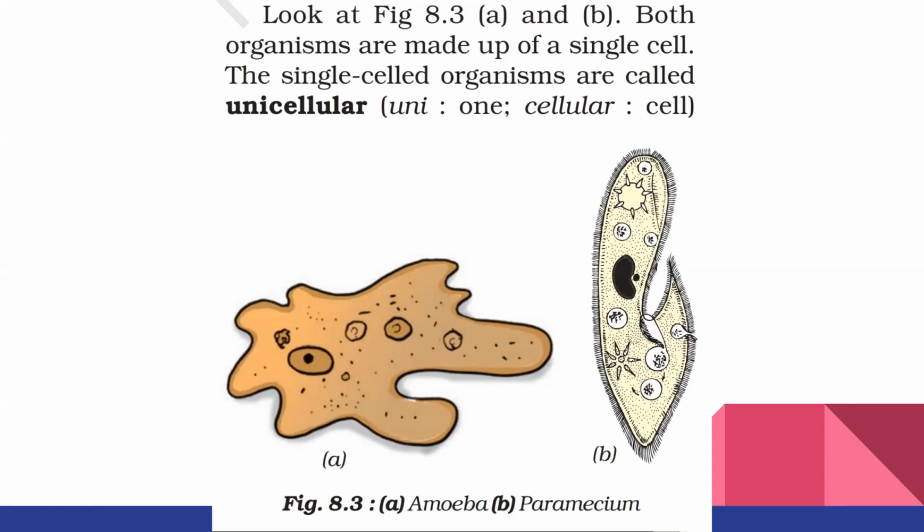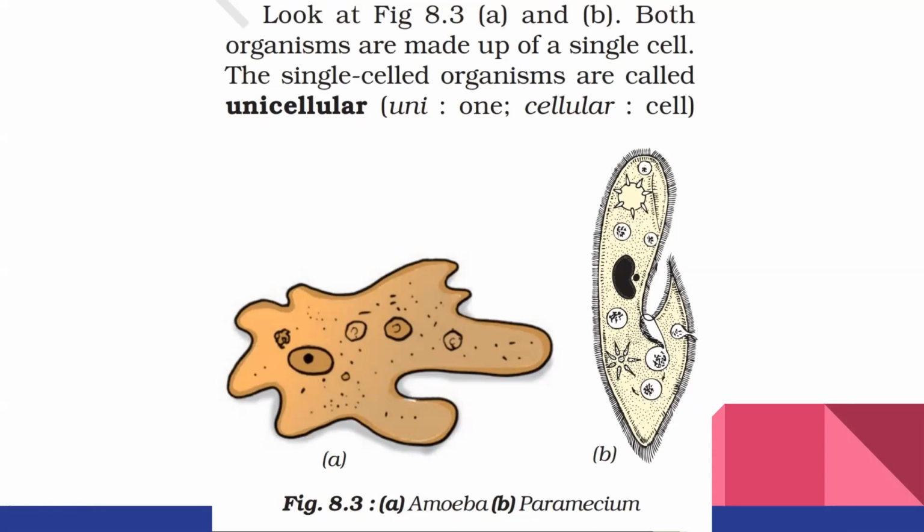That also we cannot see with our naked eye. It can be seen only with the help of a microscope. So single cell organisms are called unicellular organisms. For example, we can say amoeba and paramecium. These organisms are made up of a single cell, so they are called unicellular organisms. Uni means one and cellular means of cell.